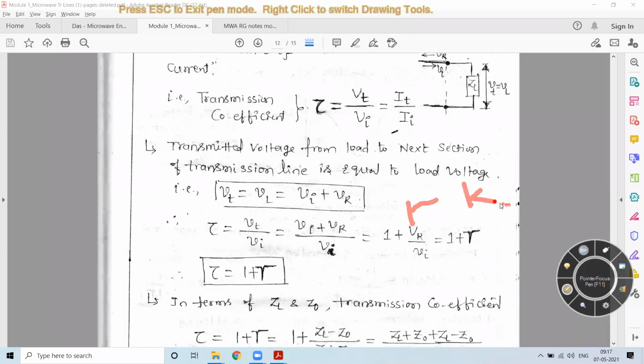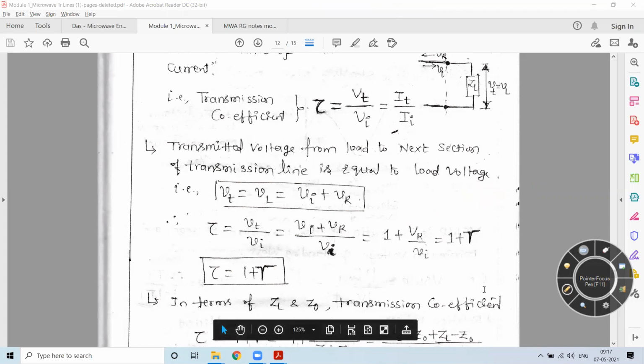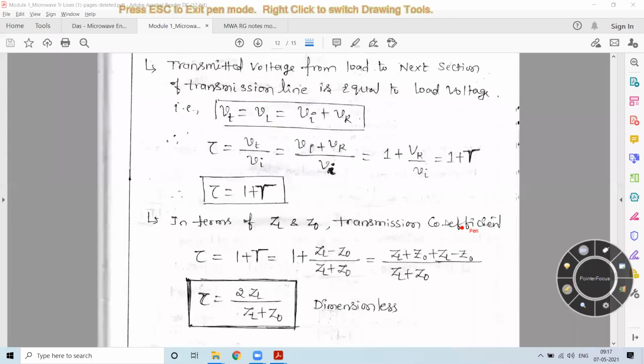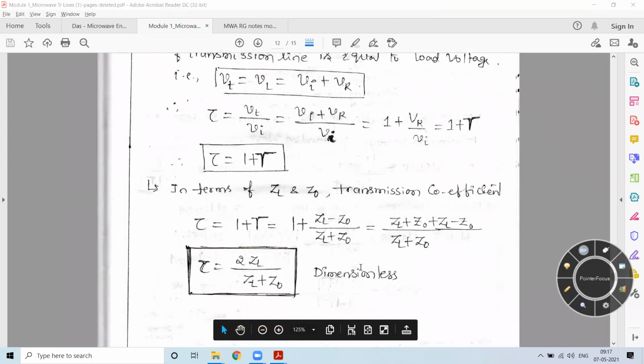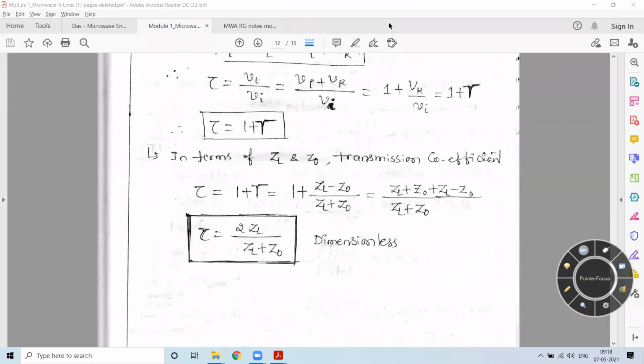Sometimes it is noted with K also, and in some books it will be rho. It depends on the notations. Therefore, I can write the transmission coefficient as equal to 1 plus the reflection coefficient. Now, what is the reflection coefficient in terms of ZL and Z0? It is equal to ZL minus Z0 divided by ZL plus Z0. When I substitute this into the equation and simplify it, I get the transmission coefficient equal to 2 times ZL divided by ZL plus Z0. So this is the derivation for the transmission coefficient.